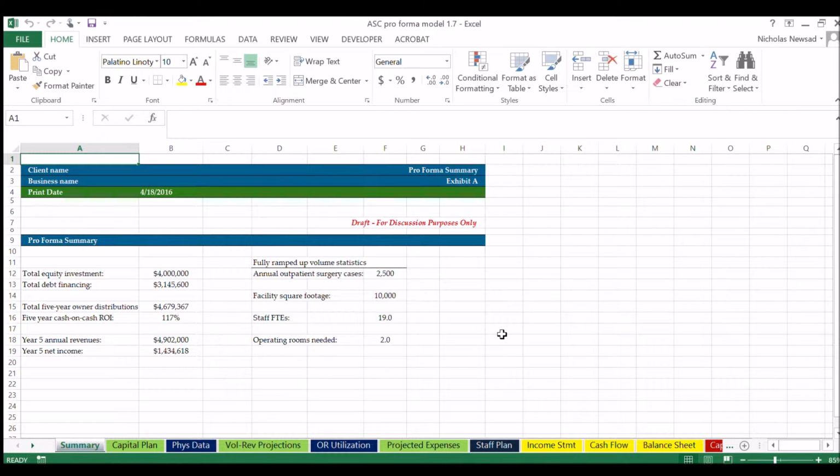So I'm going to give you a quick video demonstration of our ASC Pro Forma model. It is an Excel model which you can download instantly on our website. So we're just going to run through each one of these tabs real quick to see what you get for your money.